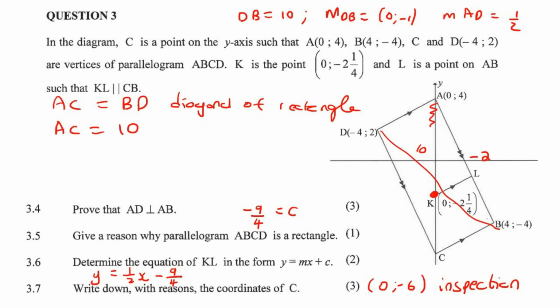So if you just go 10 units down from 0 and 4, what would you end up with? Well, the 0 will stay as 0 because you're on the y-axis, so that's not going to change. But the 4, if you take away 10, becomes minus 6, and so you would end up with 0 and minus 6. But that's exactly what we got using the inspection method earlier.